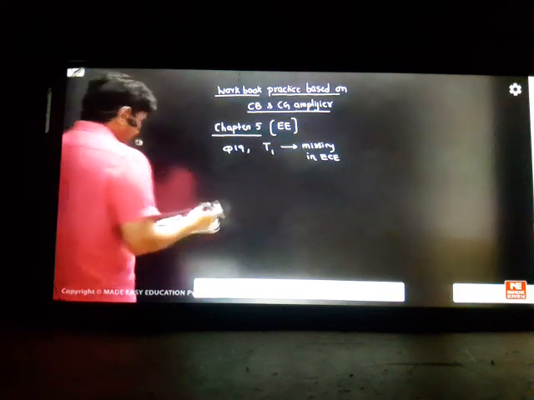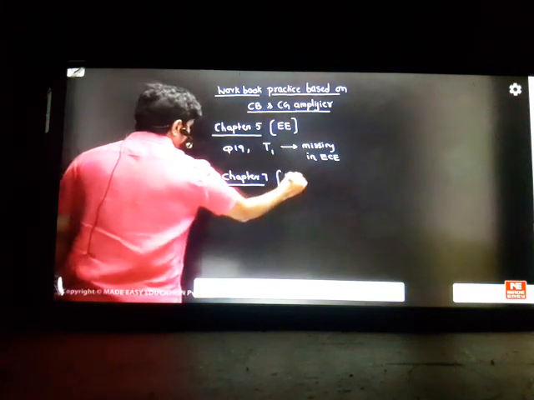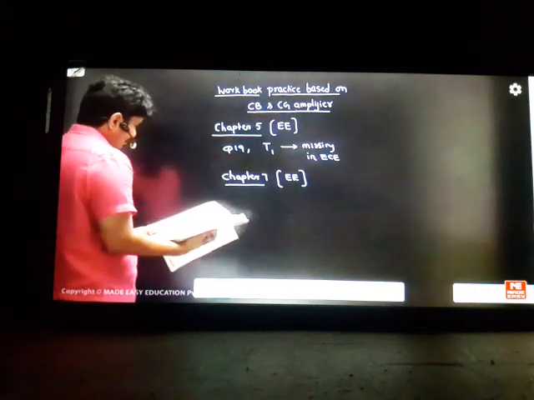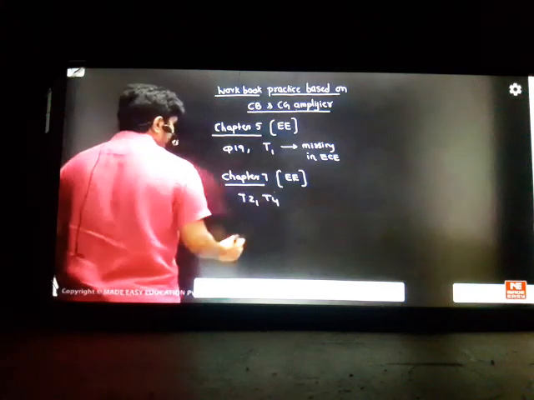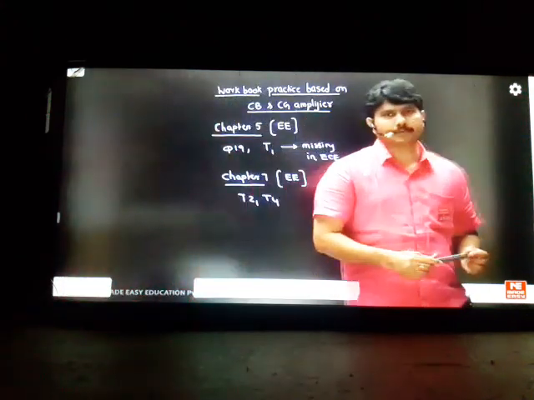Coming to chapter 7 for the electrical book, if you see, 2 questions are identified here also. One is T2 and the other is T4. These 2 questions are related to common gate amplifiers. So these 4 questions today we'll finish up with some short notes practice, then we'll complete this task.